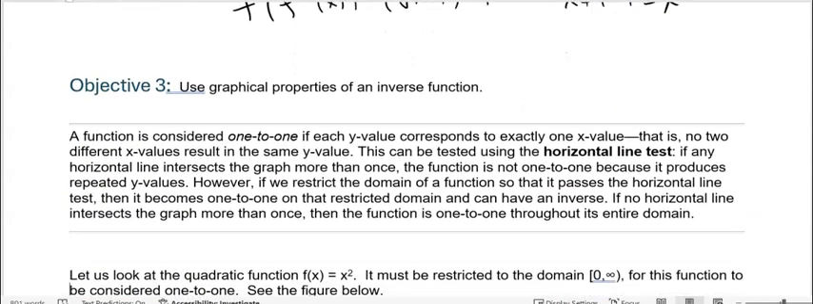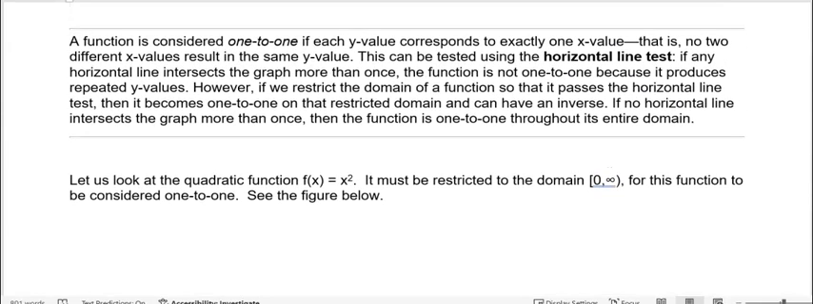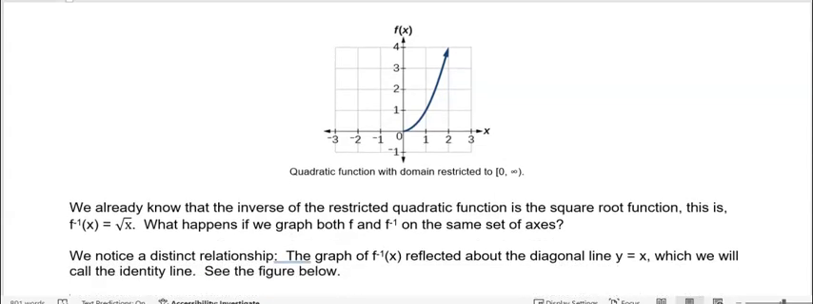Last topic. This is just some graphical properties. We talked about the one-to-one concept. Here it is formally with the horizontal line test. They say, okay, here's a function x squared. That's not one-to-one, but if we restrict it, right, because x squared, as we looked at before, is this function. Not one-to-one, but if we restrict it to this domain, then it is. So look out for those sorts of things. You might be able to guess the inverse function. If I'm squaring a function, the inverse should be the square root, right?